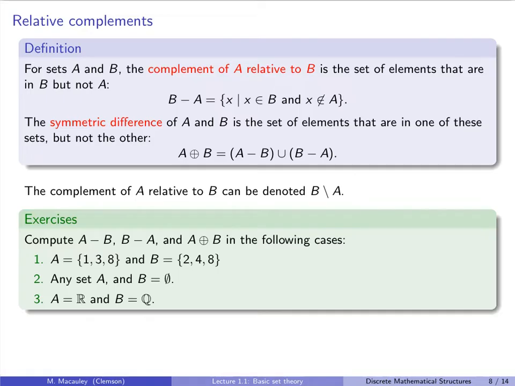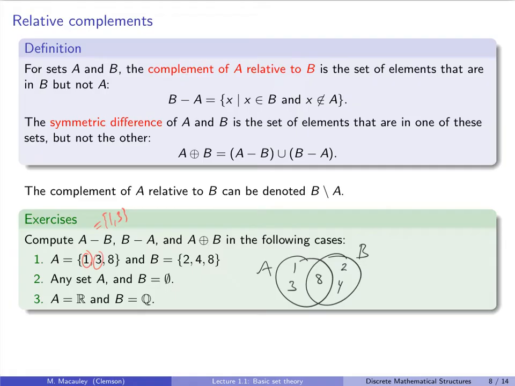Okay, let's do a few examples. Let's compute the complement of B relative to A, or A take away B, the complement of A relative to B, and the symmetric difference of A and B in the following three cases. First of all, A is the set 1, 3, and 8, and B is the set 2, 4, and 8. To visualize this, let's call this A and let's call this B. Then A contains 1, 3, and 8, and B contains 2, 4, and 8. So the complement of B relative to A is 1 and 3. So A take away B is 1 and 3.